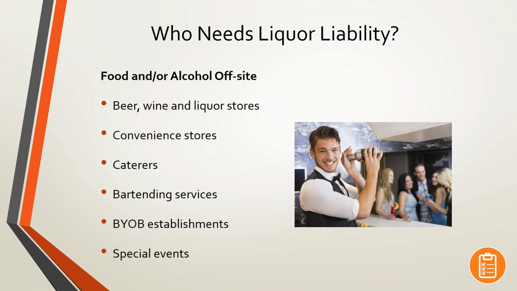And the second bucket would be your off-premise consumption entity. Prime examples might be caterers or bartending services that go to different events off premises to either sell or serve alcohol. And convenience, deli, grocery stores, liquor stores, or in Michigan they call it party stores. They might sell alcohol to patrons for off-premise consumption. There are a lot of BYOB type establishments popping up too, and obviously special events can also be part of hospitality.